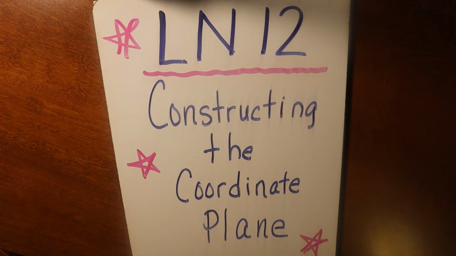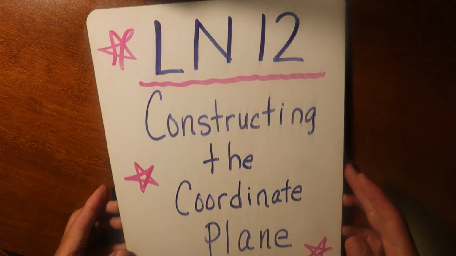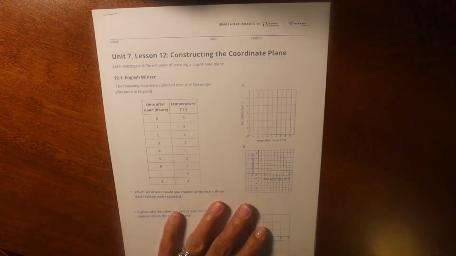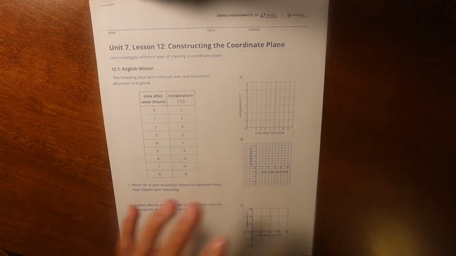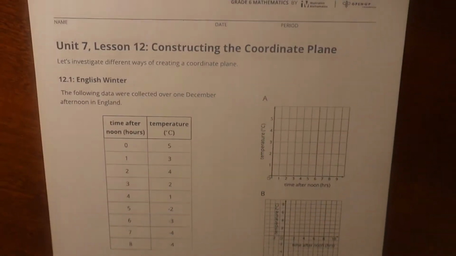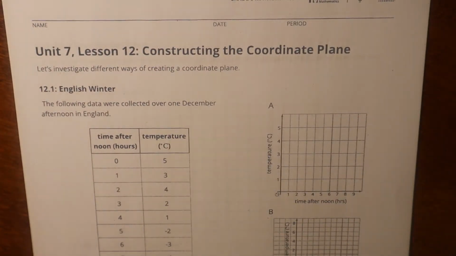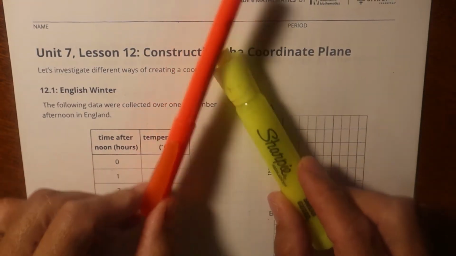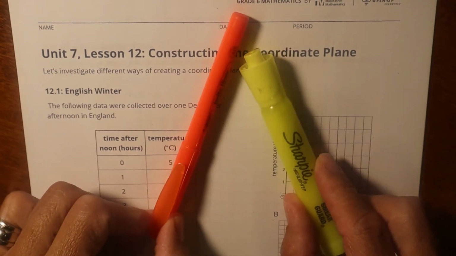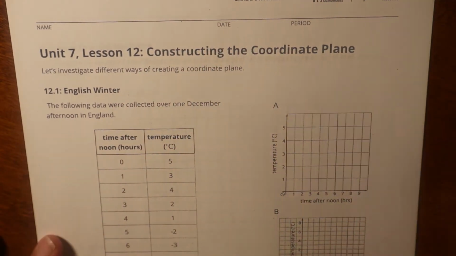Today we're going to be working on lesson 12, constructing the coordinate plane. For today's lesson, you are going to need your math notes for lesson 12. Let me get a little closer for you there. You're going to need at least 2 highlighters or 2 colored pencils, just 2 somethings, and something to write with.